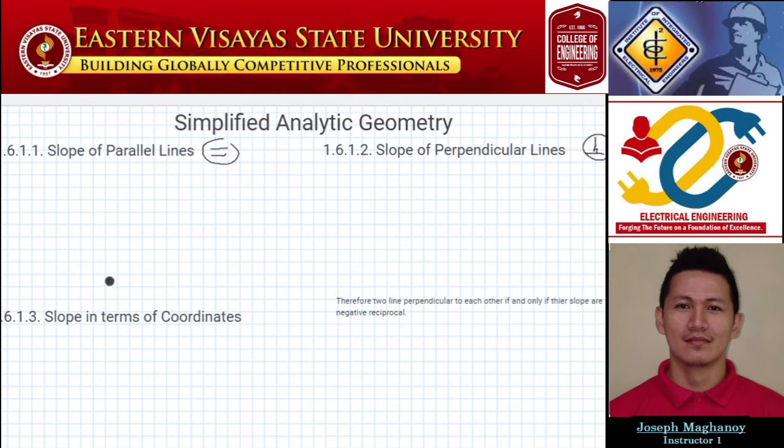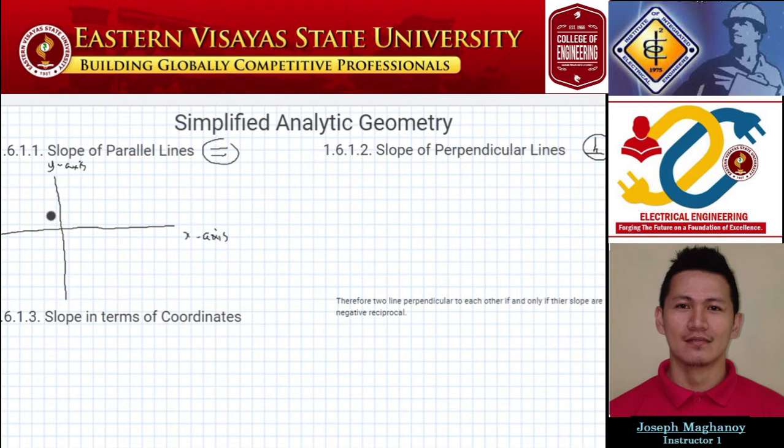Okay, going back to parallel lines. They are on the same plane but do not intersect each other. For example, if this is our Cartesian plane, and we have two lines, this is your y-axis, this is your x-axis.